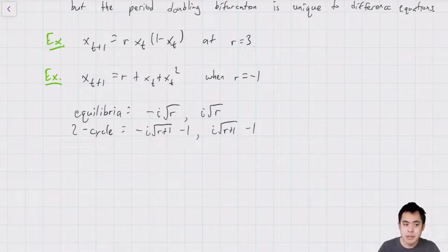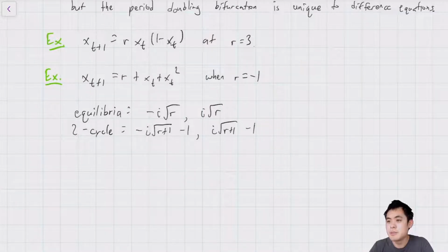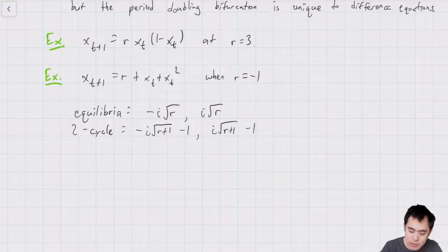So that's the 2-cycle, and you'll note that when r plus 1 is negative, this is real. When r plus 1 is positive, this is complex, and so we don't care about it for the purposes of our analysis. Let's see. So f of x is equal to r plus x squared. F prime of x is equal to 2x, as before.